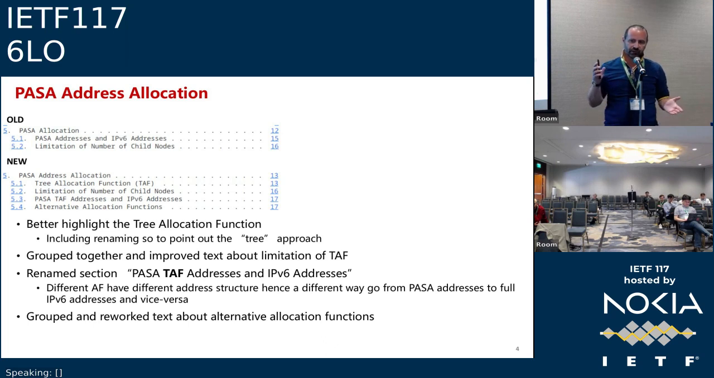In this section, we also put the text that discusses what happens if we have a different allocation function. Because if we have a different allocation function, then the way you rebuild the full IPv6 address, starting from what you have in your allocation function, may differ. So there is text about this consideration, and as I said, the alternative allocation function.